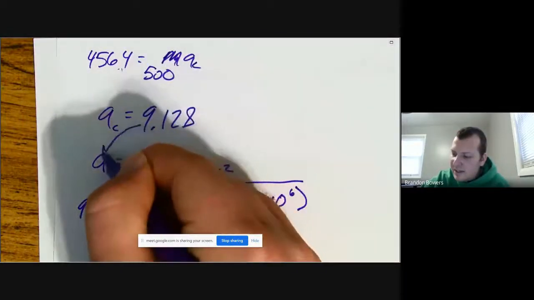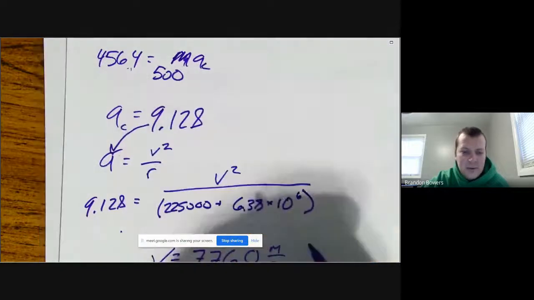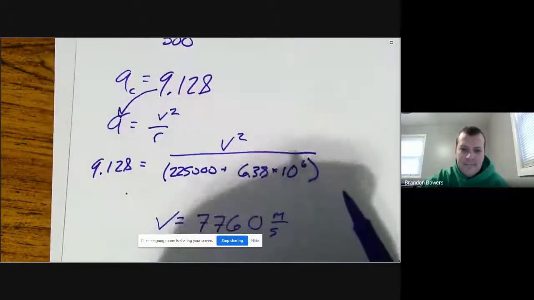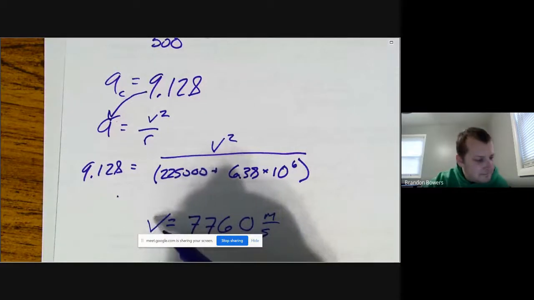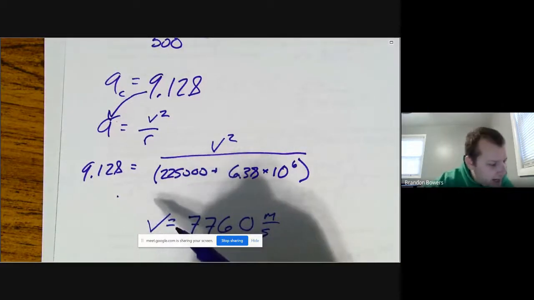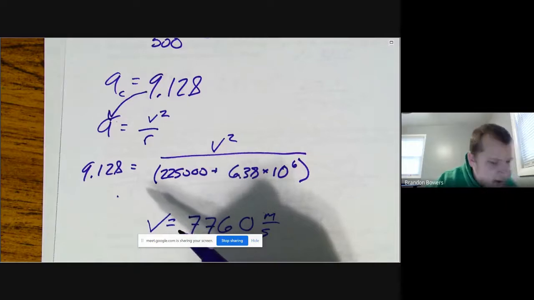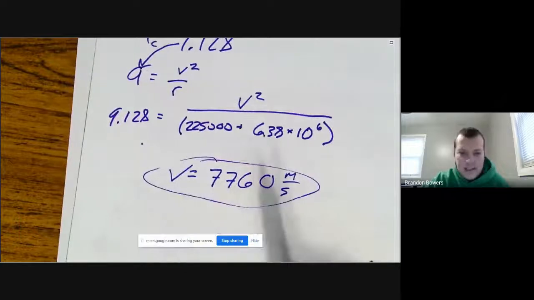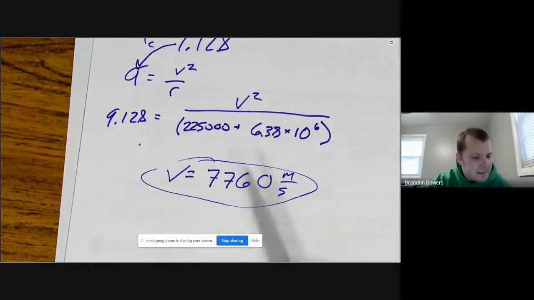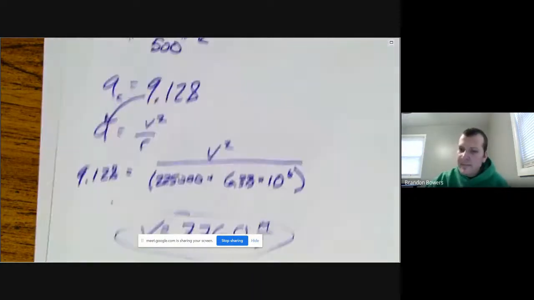You put acceleration into our centripetal acceleration equation, which looks like this, and you solve for velocity. And from that, that's your answer. That's your final answer. It asks what is the velocity. So that was that problem.